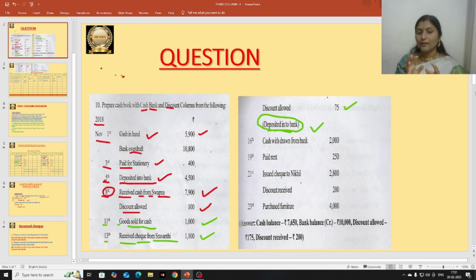Okay, what is the meaning of that? That check, whatever the business is receiving from Shravanti, they deposited on 13th day only in the bank. Okay, so when they deposit that check on the same day, then we will put the amount in bank column. If the deposit into bank is not given, okay, then where we will put? In cash column. But here we will put in bank column because that is given. Let us go and record in our solution now.